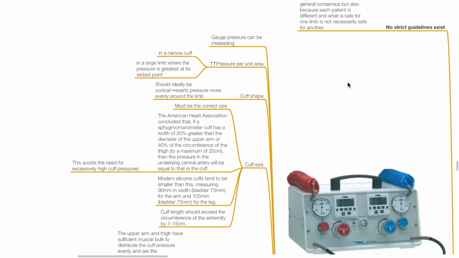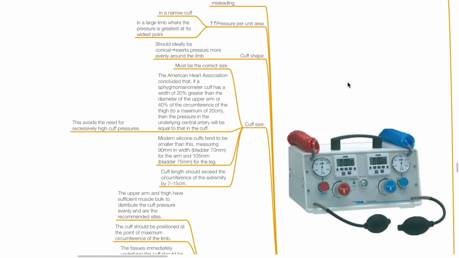High pressure per unit area occurs in a narrow cuff and in a large limb where the pressure is greatest at its widest point. The cuff shape should be conical, as this exerts pressure more evenly around the limb. The cuff must be of correct size. The American Heart Association concluded that if a sphygmomanometer cuff has a width of 20% greater than the diameter of the upper arm, or 40% of the circumference of the thigh, to a maximum of 20 cm, then the pressure in the underlying central artery will be equal to that in the cuff.